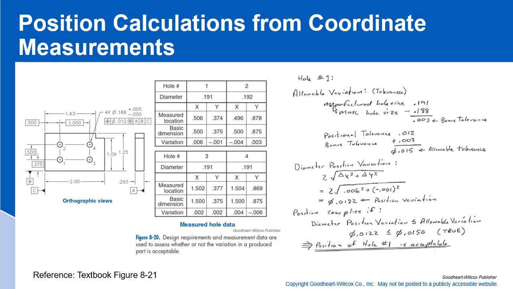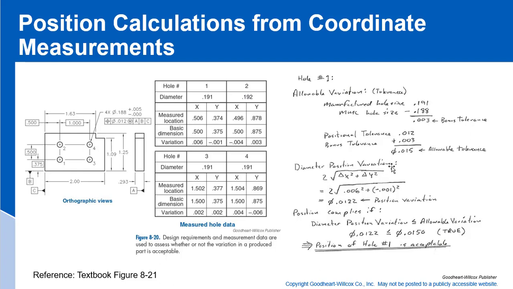Okay, so our manufactured hole size is 0.191 for hole number 1. The MMC hole size is given right here as 0.188. Therefore, I've netted 3 thousandths in bonus tolerance. Now my positional tolerance is 12 thousandths. That's the specification, plus our bonus tolerance of 3 thousandths, which gives me an allowable tolerance for this hole manufactured at 0.191 of 15 thousandths.